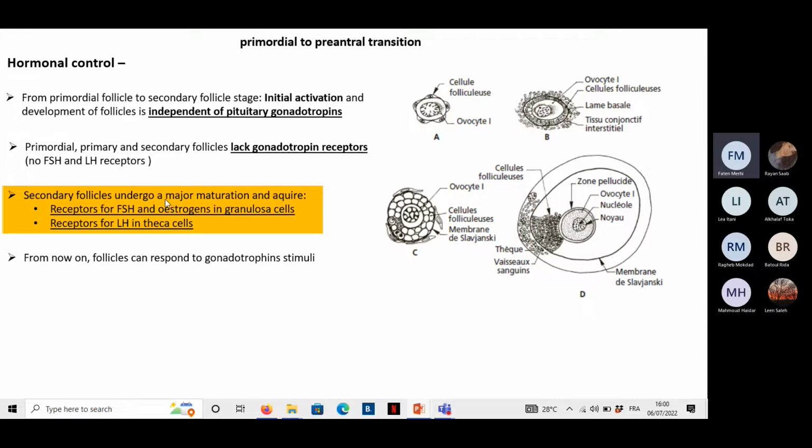Once the secondary follicles undergo a major maturation, they will acquire FSH and LH receptors, and the FSH receptors will be expressed on the granulosa cells, and the LH receptors will be expressed on the theca cells. And also, the late secondary follicles will express estrogen receptors on the granulosa cells, besides the receptors of the FSH. So the granulosa cells in the late secondary follicles will express estrogen and FSH receptors, and the theca cells will express LH receptors. Okay, but the maturation of those follicles from the primordial to a primary, then to a secondary follicle, is independent from the action of the gonadotrophins.